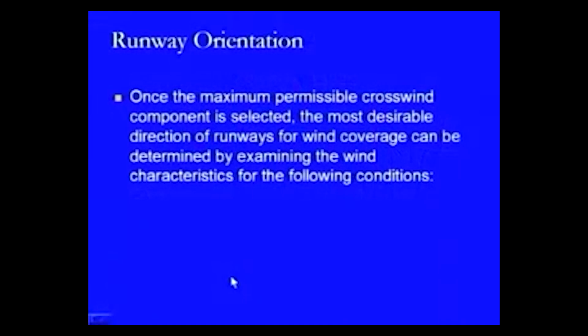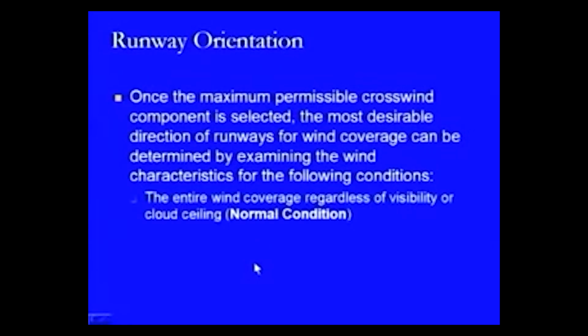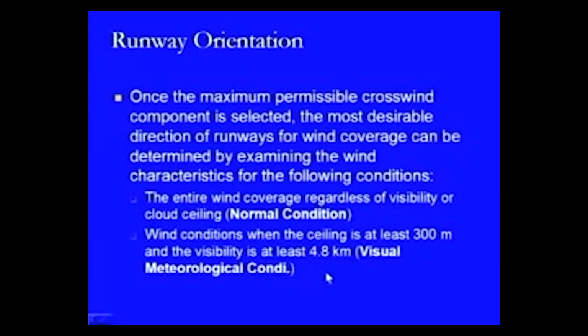Once the maximum permissible crosswind component is selected, the most desirable direction of runway wind coverage can be determined by examining the wind characteristics for the following conditions. First, the entire wind coverage regardless of visibility or cloud ceiling, which is termed the normal condition, where we provide the overall wind coverage and there is no problem of visibility. Then there is the visual meteorological condition, as we have discussed previously in the flight rules: the wind conditions when the ceiling is at least 300 meters, as I have discussed previously too, and the visibility is at least 4.8 kilometers.